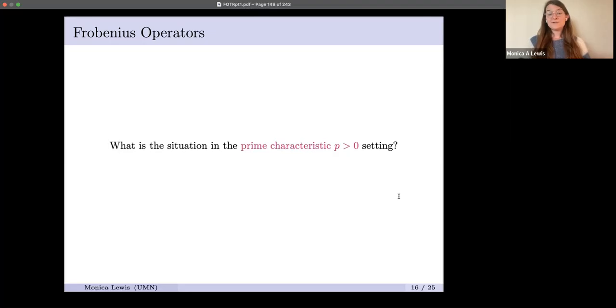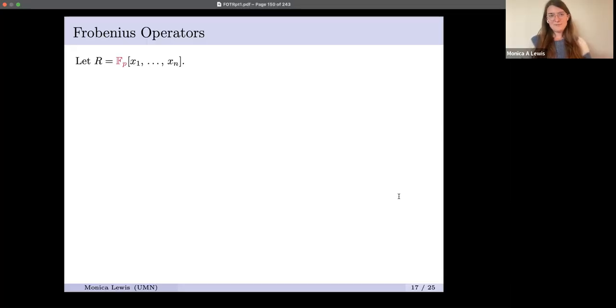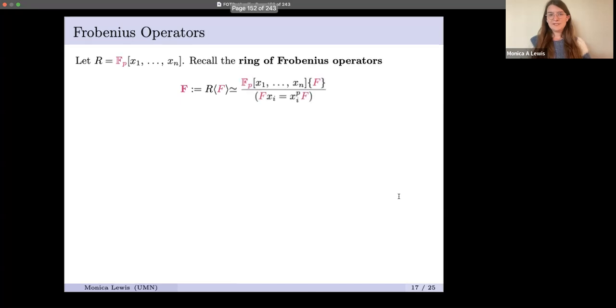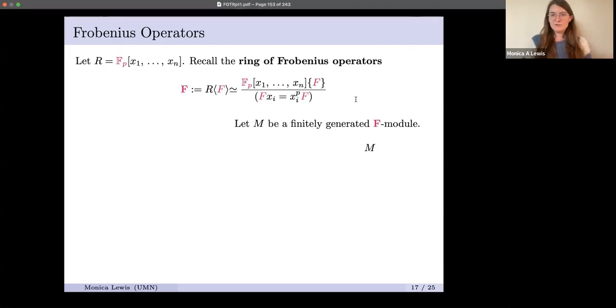What about for characteristic p? What should we do? Well, let's try to play the same game. Suppose that I take a polynomial ring in n variables over F_p, or any field of characteristic p, and we look at our ring of Frobenius operators. Here, this is just F_p adjoin the variables plus one extra symbol F that satisfies a commuting relation where variables get p-th powered when they move through. And suppose I hand you a finitely generated F-module M.